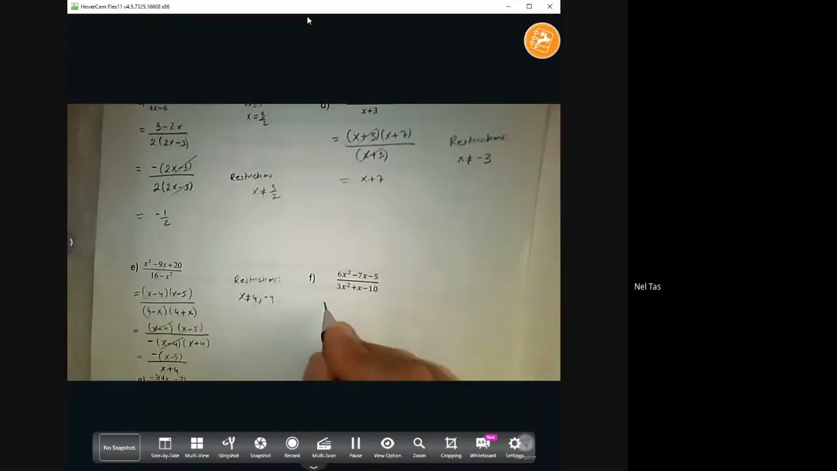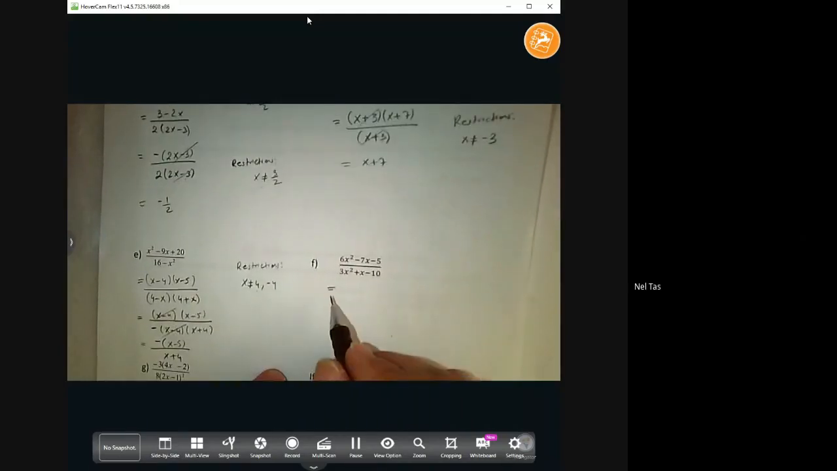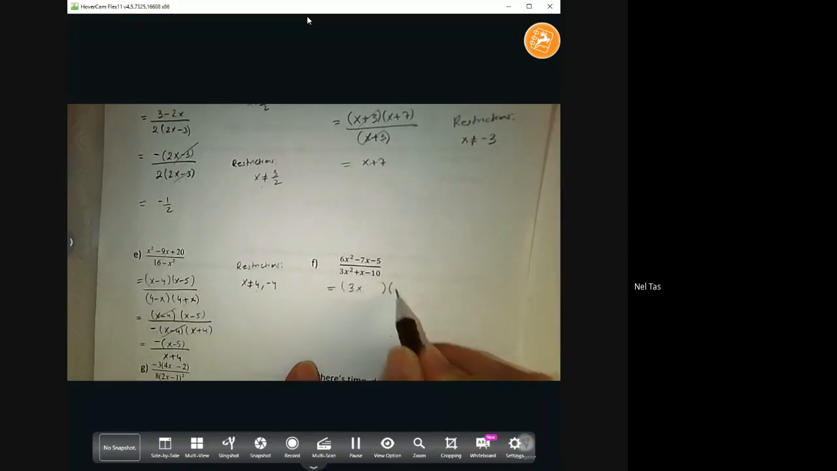Let's look at f. Again, the first step is factoring the numerator and denominator. So if we factor the numerator, 5, 1, negative, positive, so negative 10x, positive 3x gives you negative 7x. Okay, now let's factor the denominator. 5, 2, so negative, positive. Positive 6x minus 5x gives you positive x.